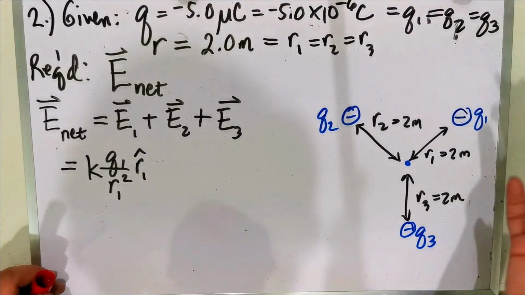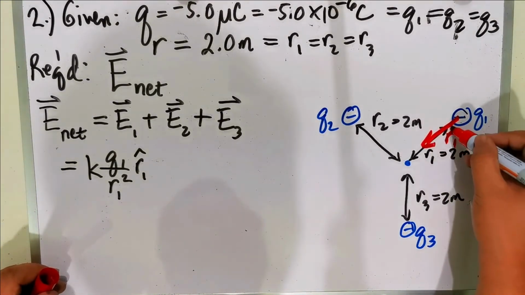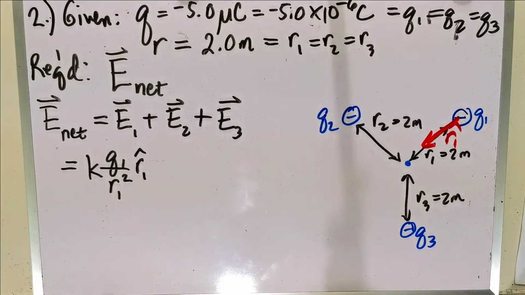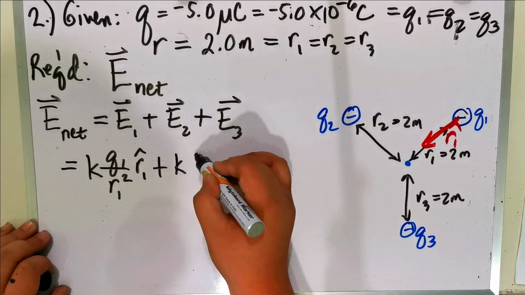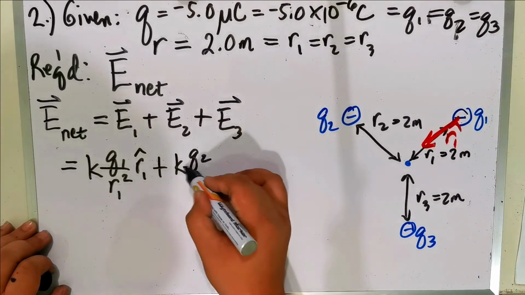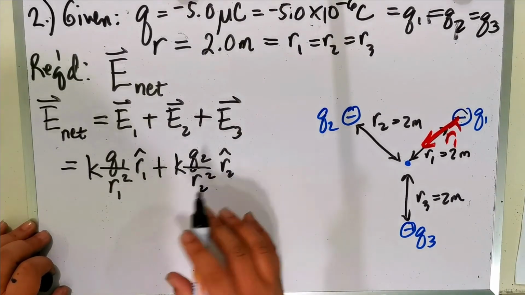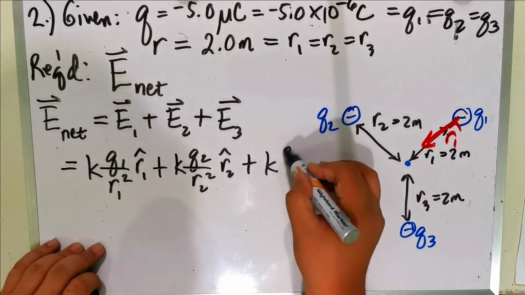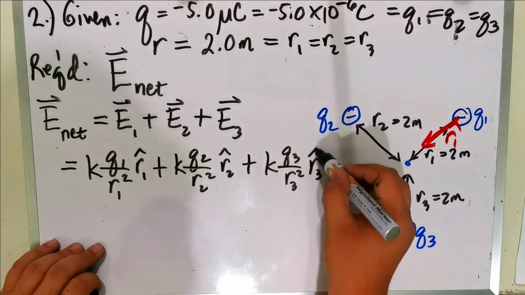The R hat is from the source to the field point. So this one here now is our R1 hat, and it does not lie along either the X axis or Y axis. And similarly for E sub 2, this is also K Q2 over R2 squared, R2 hat. And then for R3, this is also K Q3 over R3 squared, R3 hat.